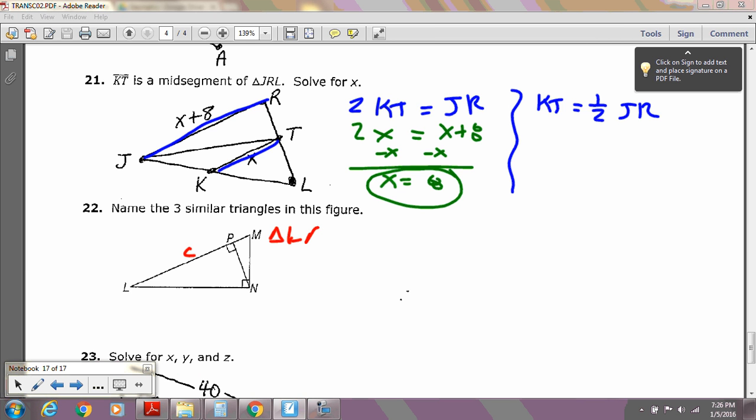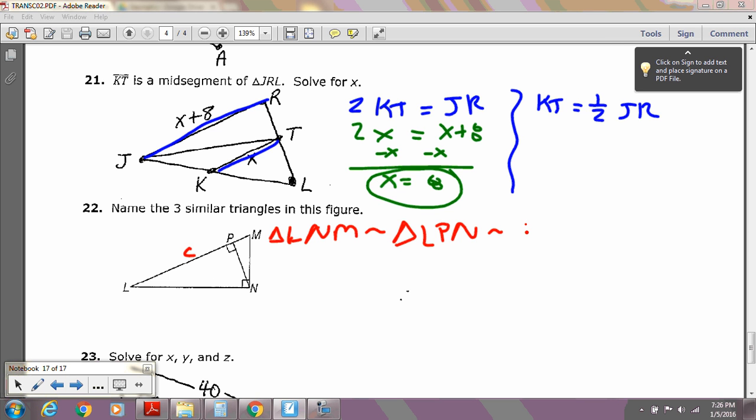So from L, I went to the right angle at N, down the long leg, and from N, I went to M, as in Mary. So now on the medium size one, again, I would start at L, travel down the long leg, and I'll meet the right angle at P, and then from P, go to N, which is the shorter leg.